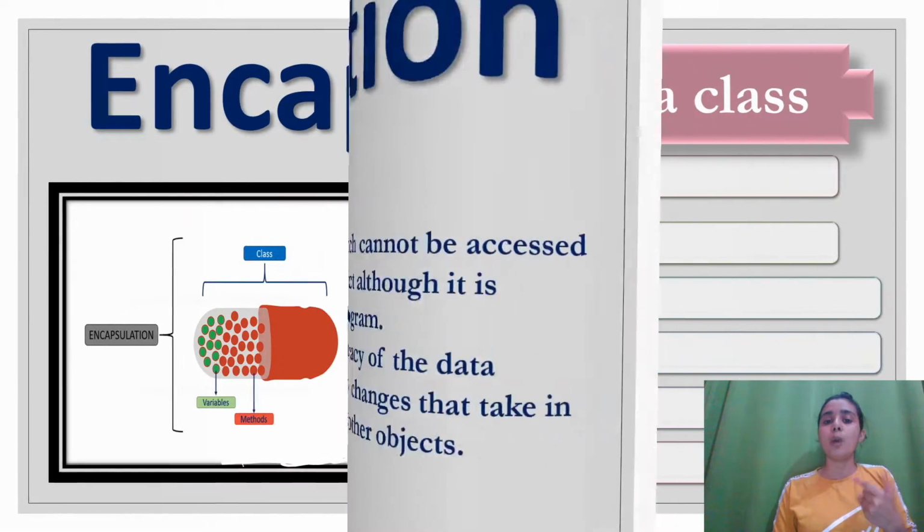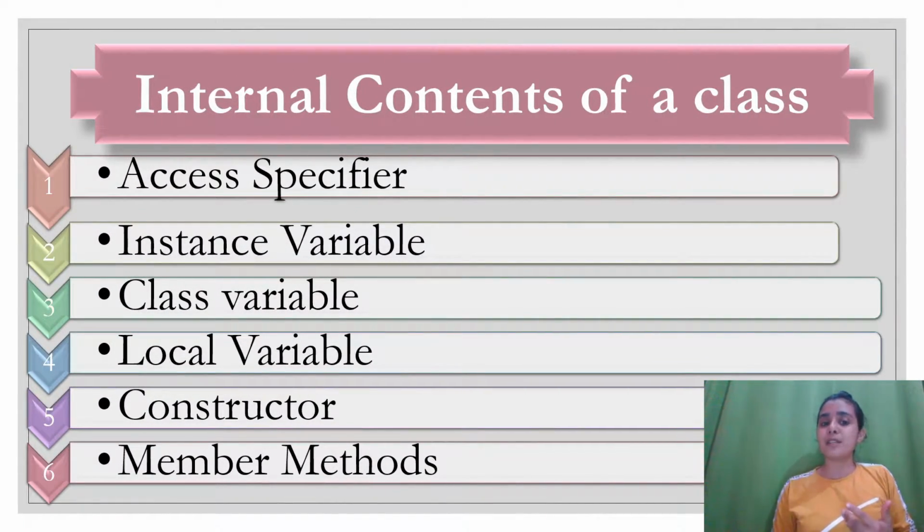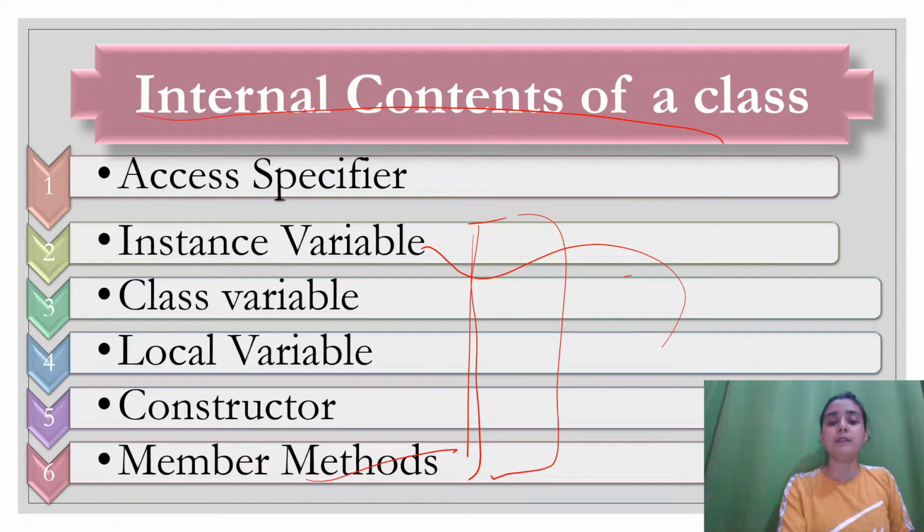So let's see now what exactly these access specifiers are. The internal content of my class includes access specifier, instance variable, class variable, local variable, constructor, member method. All these we have already studied. You can check out my channel, where I have uploaded all the videos related to those. In the above side also you will find the I symbol. Through that you can check out my instance, class, local, constructor and member methods, what exactly they are.